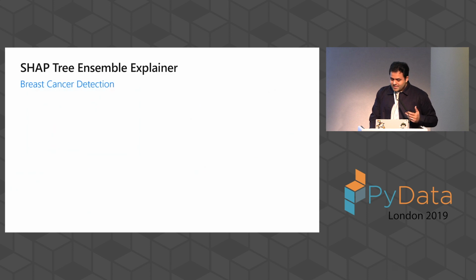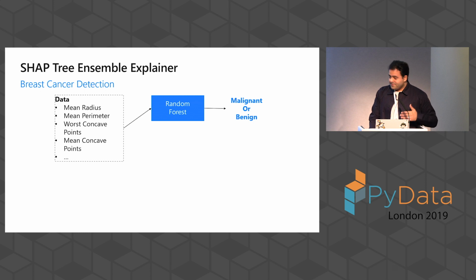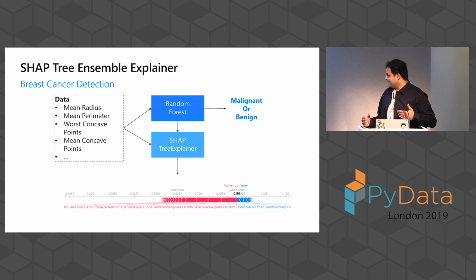So going back to the breast cancer data set, you have 30 features here. I've trained a random forest model that predicts whether it's malignant or benign. I'll show the code later on. The accuracy is pretty good. And then I use the tree explainer class from the SHAP library to explain one instance like this. So again, I'll show the code just so that this becomes clear.